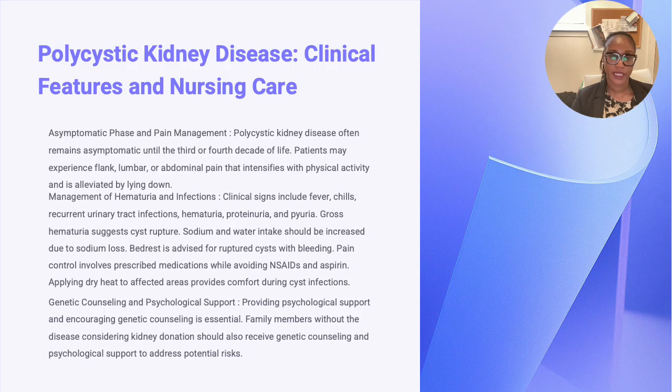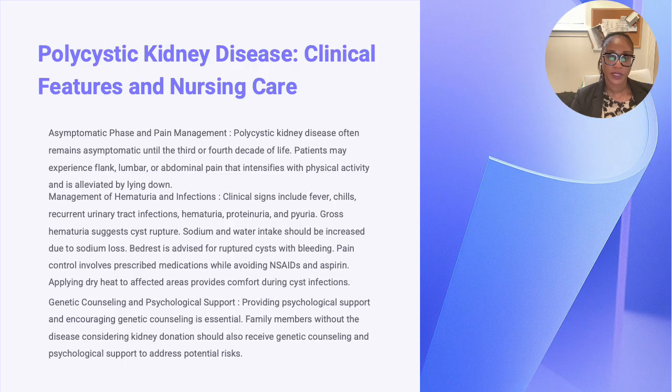And use dry heat to the abdomen and flank area for comfort measures when the cyst is infected. We want to prevent constipation from pressure of the cyst on the colon by adequate fiber in the diet, or we can provide stool softener and adequate fluid intake. We can encourage exercise as well and prepare the client for percutaneous cyst puncture for relief of obstruction or for the drainage of the abscess to relieve the pain.